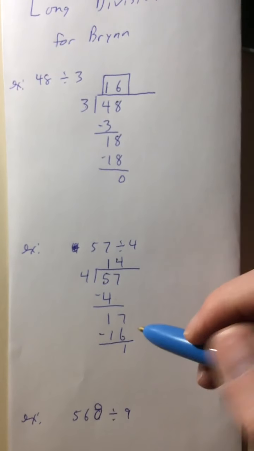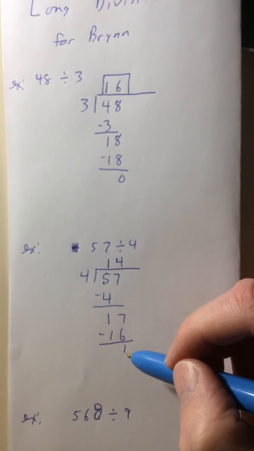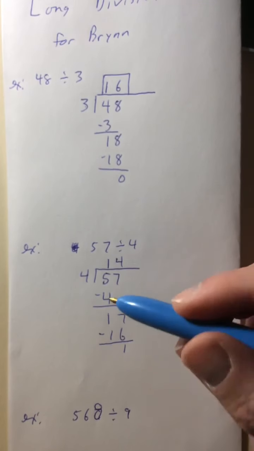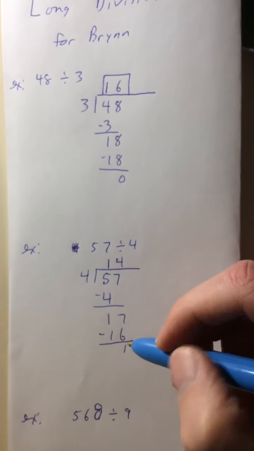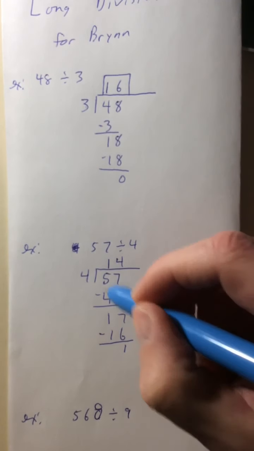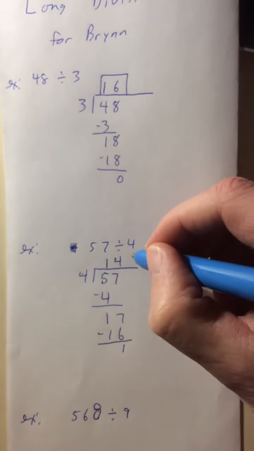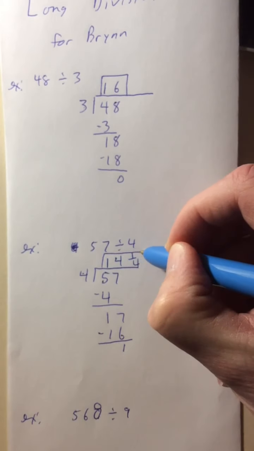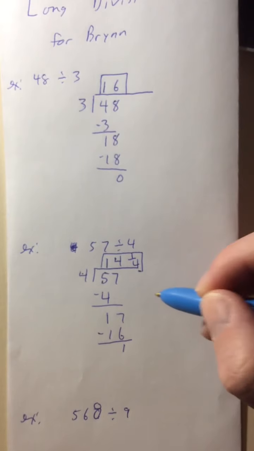And the question is, what do we do with that 1? We have a couple of choices, but the one that makes the most sense for what we're doing in the class is we're going to put the remainder over the thing we divided by. So this is going to be 14 and a quarter. And there's our answer. That's with a remainder, 14 and a quarter.